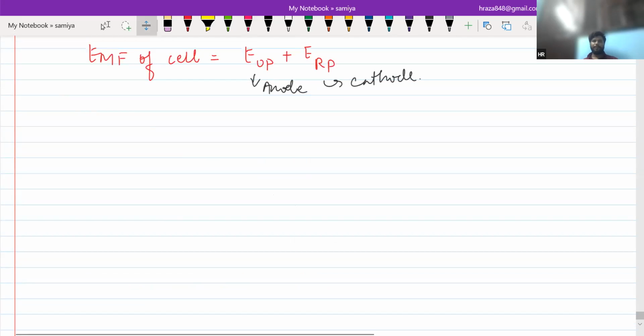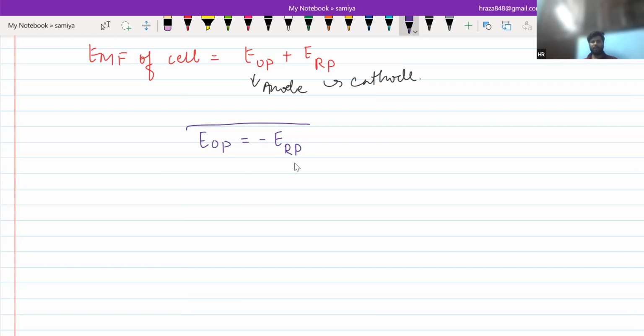Now see, I told you that we don't need to write EOP. EOP will be equal to minus of ERP. That means we need to convert this oxidation potential into reduction potential. If you put the value in this form, the answer will be wrong. Also, this is anode and this is also anode. We know that.